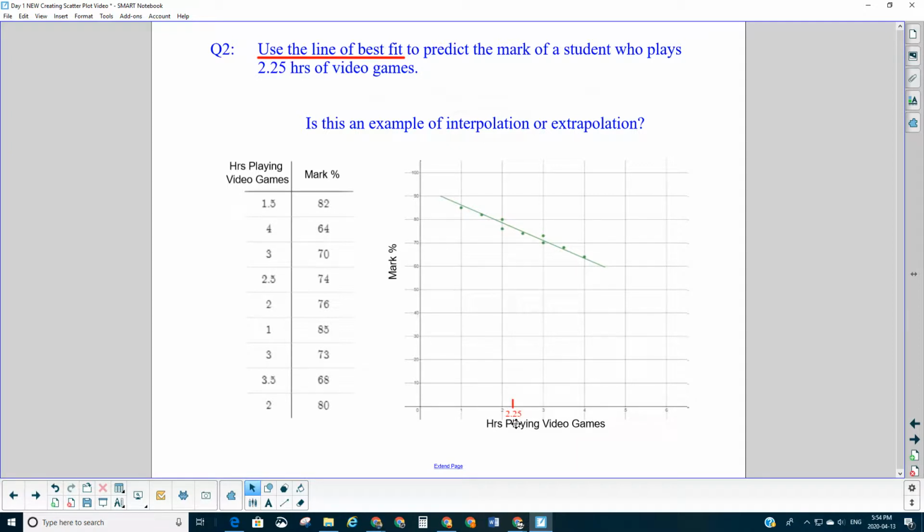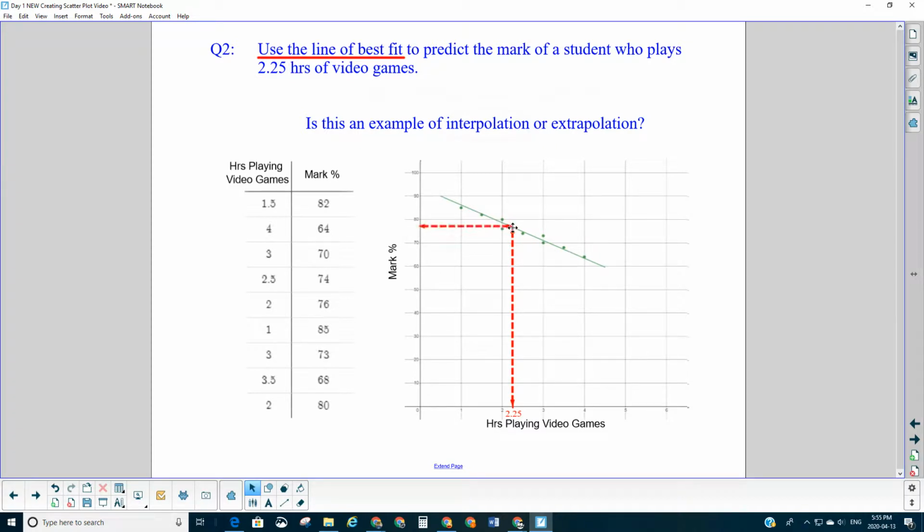So 2.25 is about there. Okay, and what we can do is draw a line straight up from that point till we get to our line of best fit. Not data points, but our line of best fit. Then use this information to decide how high that is. So it's somewhere between 70% and 80%. I think it's closer to 80%.